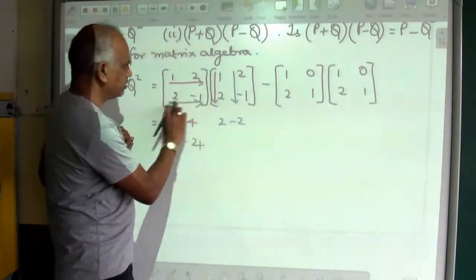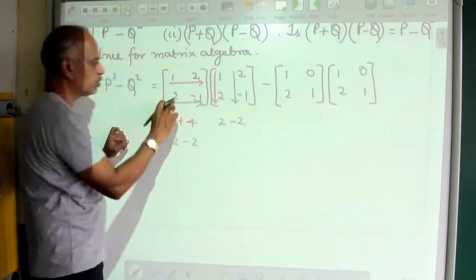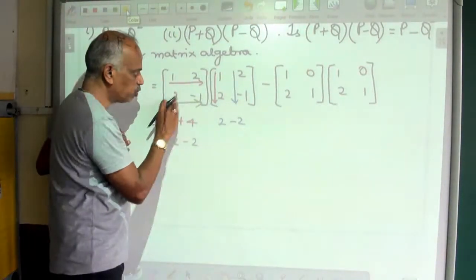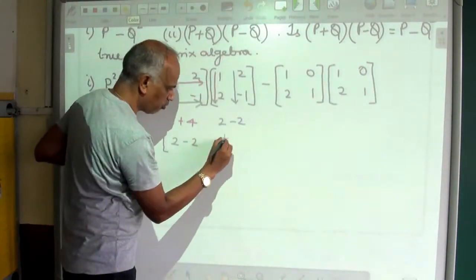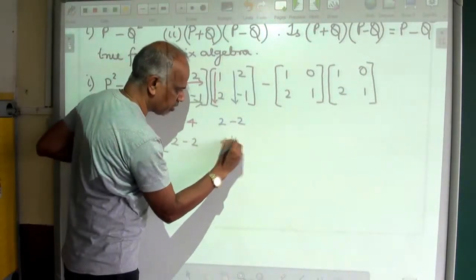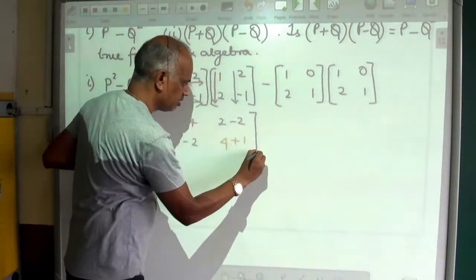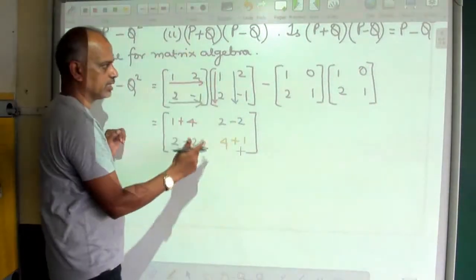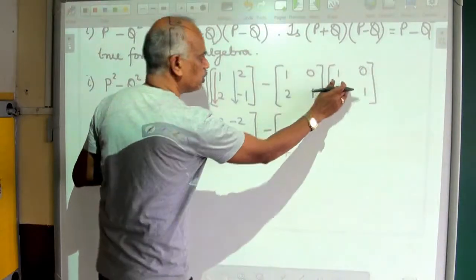Then second row with second column. It means 2 into 2 and minus 1 with minus 1. 2 into 2 is 4, and minus 1 into minus 1 is plus 1. So this is complete. You multiply P with P. Then minus. Now let's multiply Q with Q.